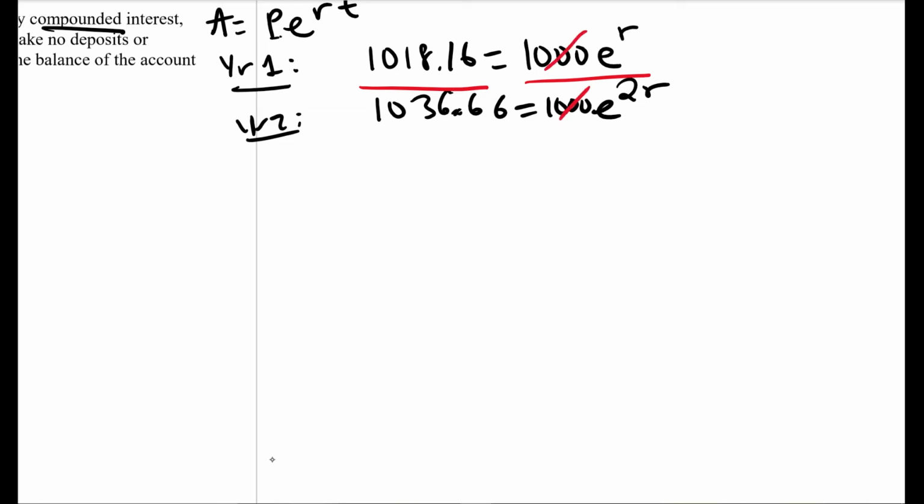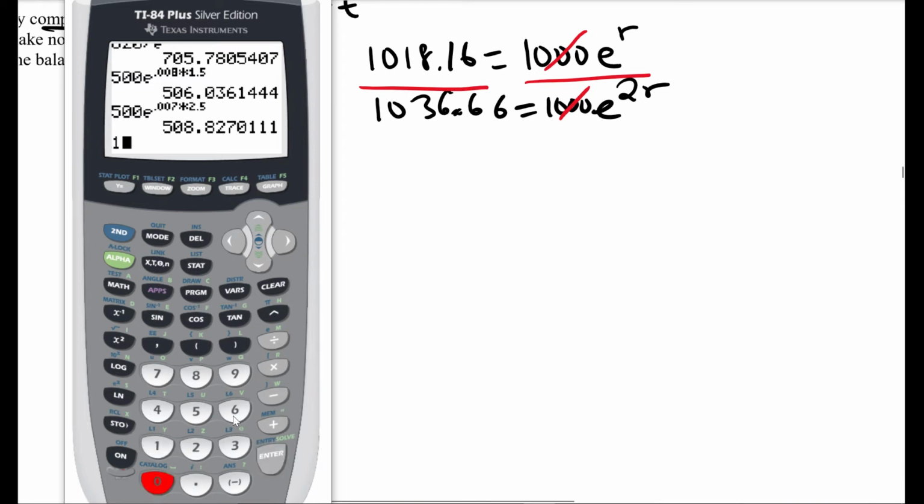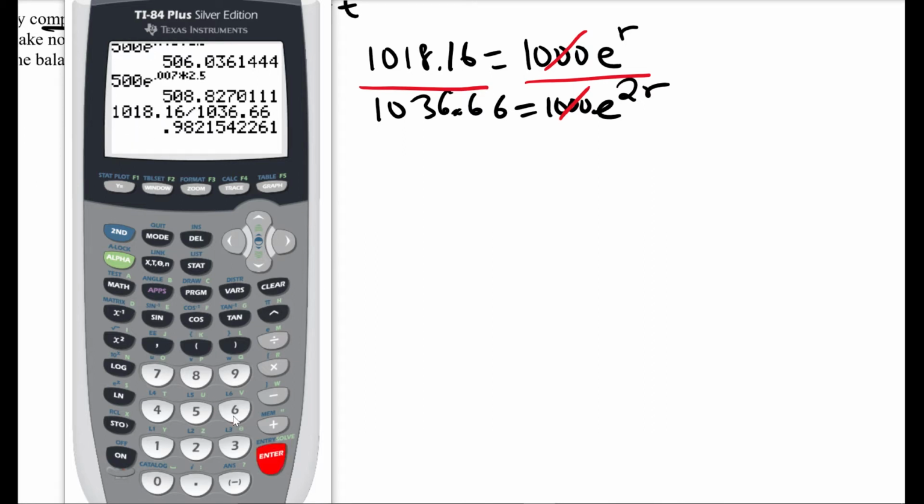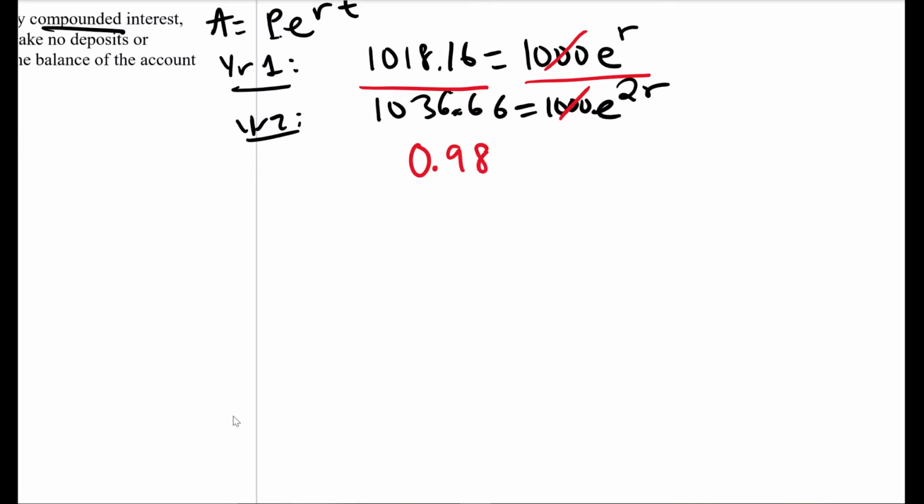That will cancel out the 1,000. And then we can divide the 1,018 divided by 1,036. So let's do that. So that's 0.982 equals. Now remember, when we divide two things with an exponent, we're really subtracting the exponents. So really we're doing e to the r minus 2r power, and then r minus 2r is negative r. So this really on the right side becomes negative r.